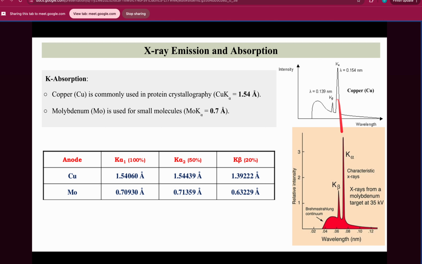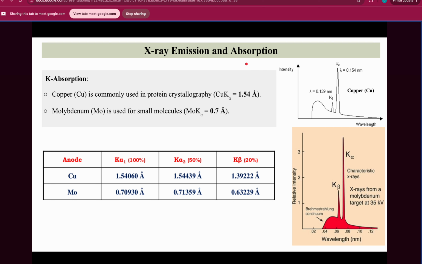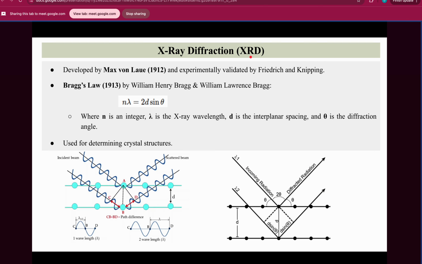This shows the respective K alpha and K beta intensities of both copper and molybdenum. For copper, the wavelength is 0.154 nanometers, or 1.54 angstrom. In case of molybdenum, K alpha is 0.7 angstrom, or 0.07 nanometers. I hope it is clear now why we are studying K alpha. Now we will talk about X-ray diffraction, Bragg's law and all those things.